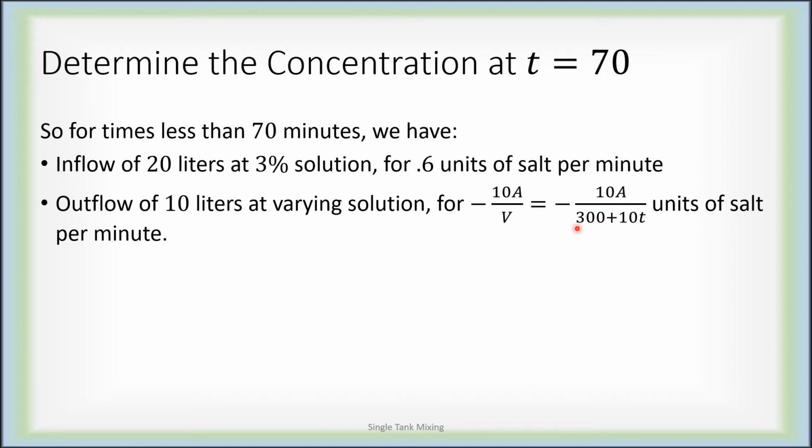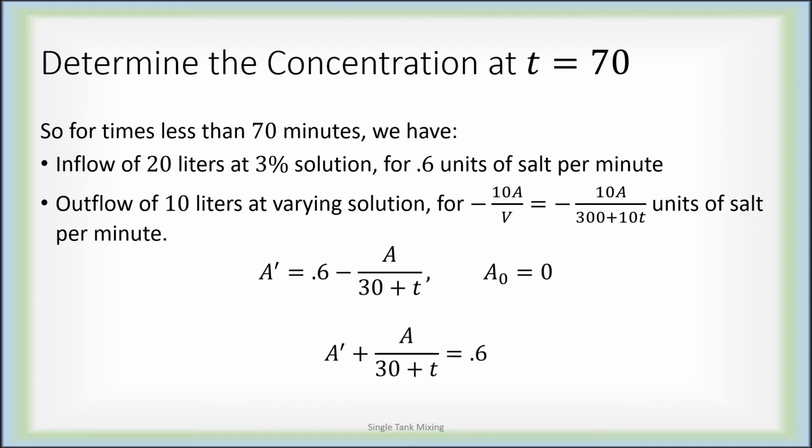The volume of liquid in the tank began at 300 and was gaining 10 liters per minute. 20 liters flowing in, 10 liters flowing out, we're gaining 10 liters per minute. So for t going from 0 up to 70, 300 plus 10t is the volume of liquid in the tank. The volume of liquid in the tank is actually changing with time. So overall, the amount of substance in the tank is changing. Well, it is gaining 0.6 units at a constant rate, but it is losing this right here. This is what we are losing. I've just canceled out a factor of 10. Also, the initial concentration in the tank was 0 because we did begin with pure water.